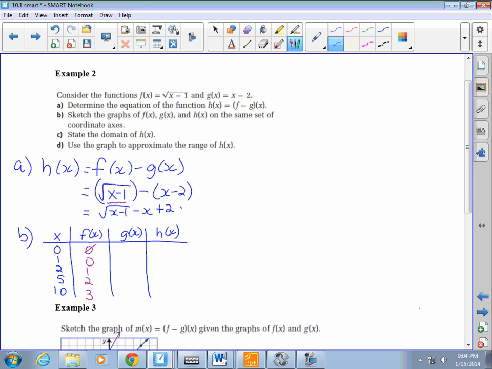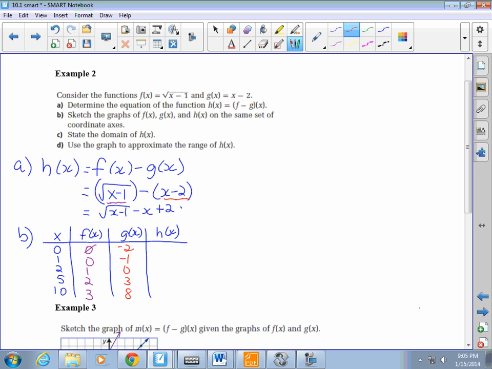What about the g of x? So g of x is this relation. If I substitute a 0 into there, 0 minus 2 is -2, 1 minus 2 is -1, 2 minus 2 is 0, 5 minus 2 is 3, 10 minus 2 is 8.